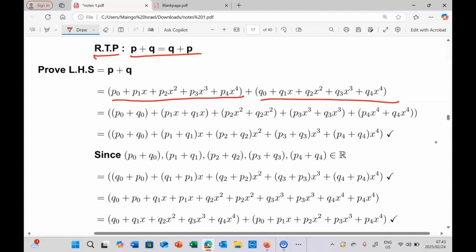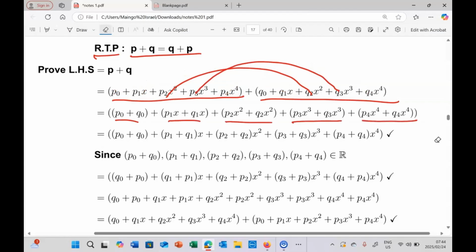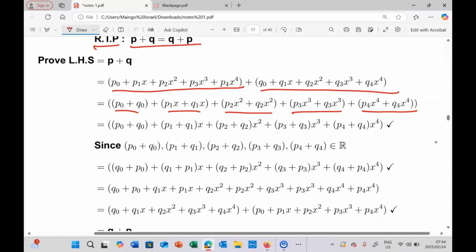So now we add the like terms, this one with this guy, that one with this one, and so on. So that's what is happening here. We're adding them. So now after doing that, we take out the common factor. Here there's no common factor. Here there's a common factor of x, we take it out. Here there's a common factor of x squared, we take it out. Here there's a common factor of x cubed, we take it out. Here there's a common factor of x to the power 4, and we also take it out.